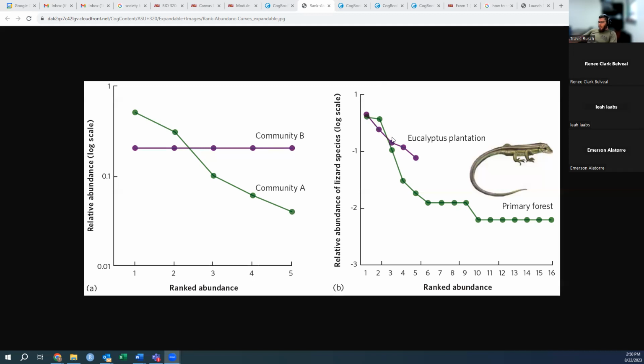Yeah, right. So you just go from the top to the bottom dot. It has a slope to it, right? So there is some unevenness, but the green one goes from up here all the way down here, so that's a larger slope, so there's more unevenness. So the primary forest has less evenness than the eucalyptus plantation.